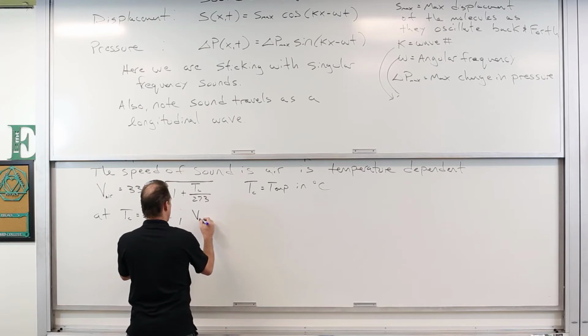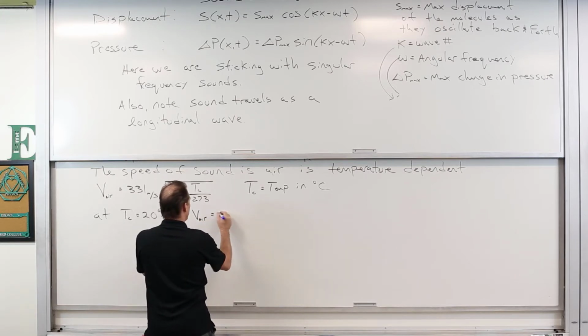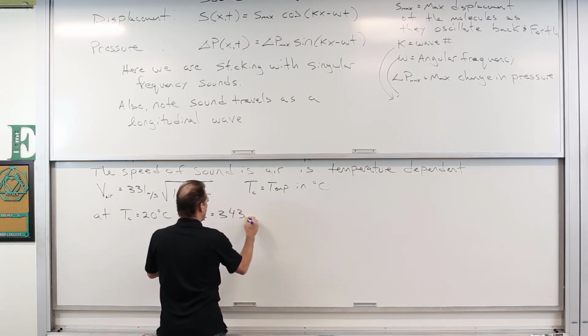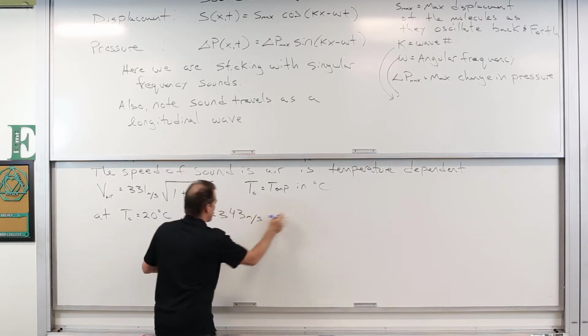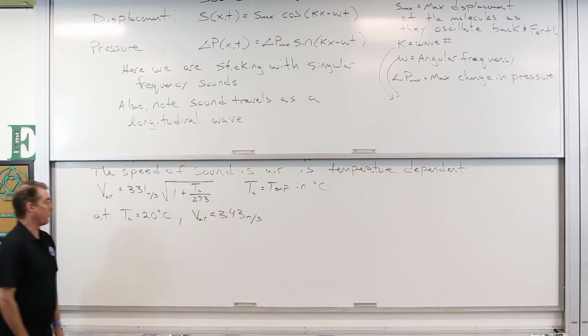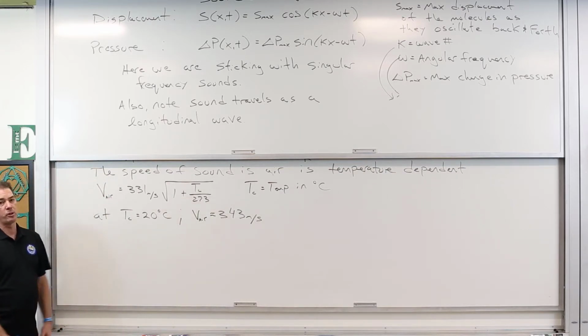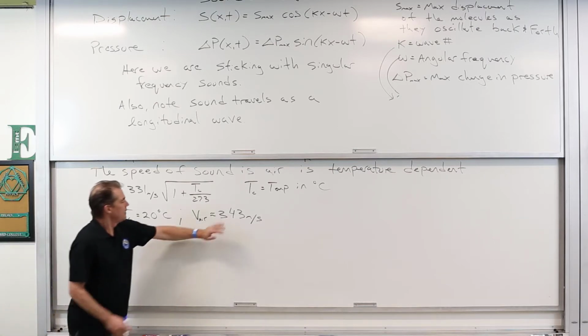V sub air is equal to 343 meters per second. And this is approximately, there's some more significant figures there, but this is what we generally use for the speed of sound in air at room temperature. 343 meters per second. Sound is pretty fast. Anyways, that's what we've got.